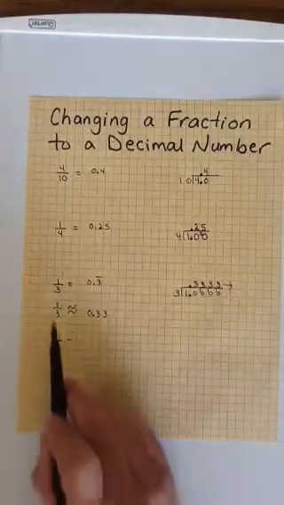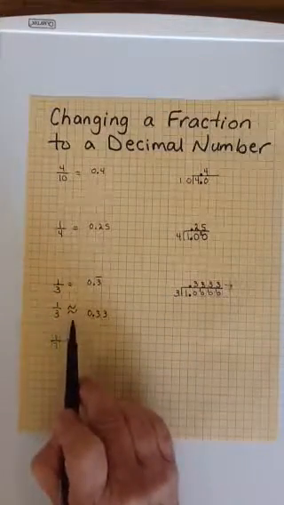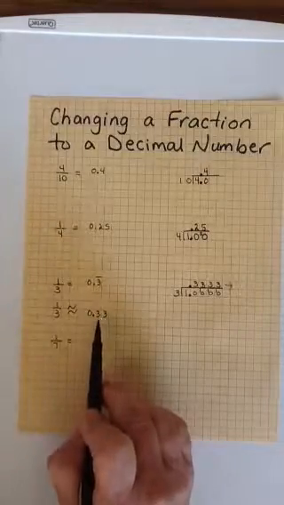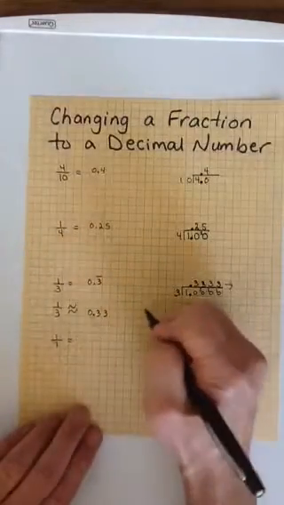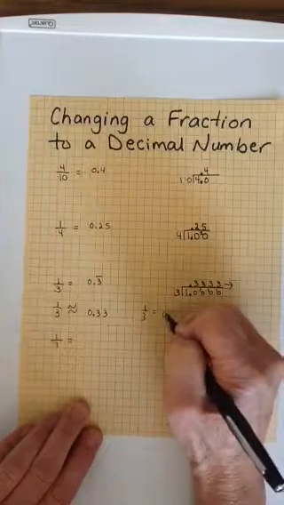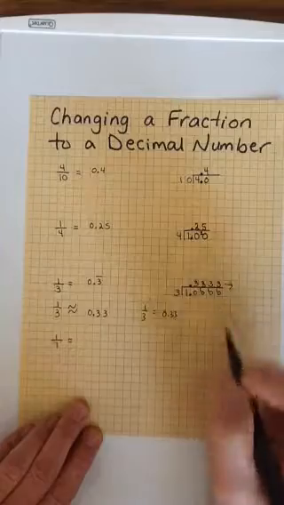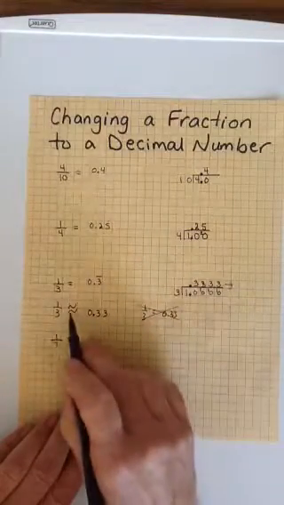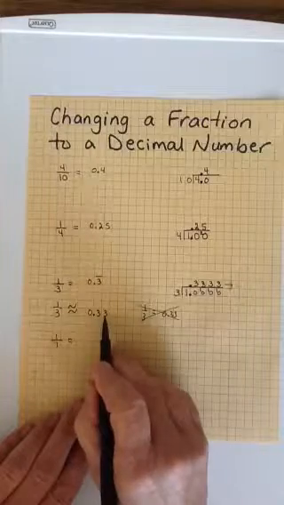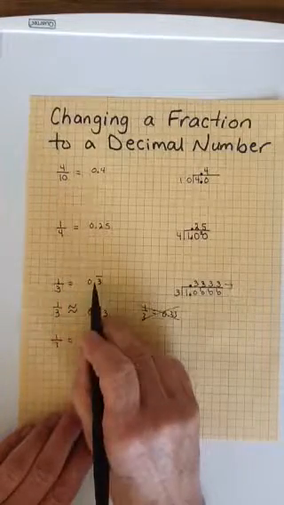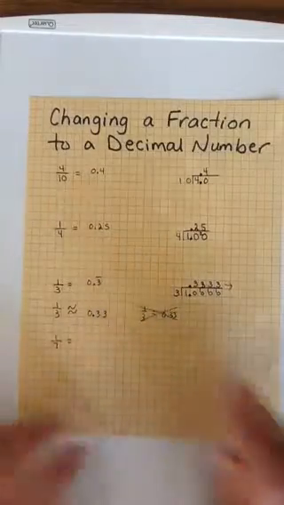So we could say that 1/3 is approximately equal to 0.33. It would be false to say that 1/3 is equal to 0.33 because that is not true. 1/3 is only approximately equal to 0.33. 1/3 is exactly equal to 0.333333 forever and ever.